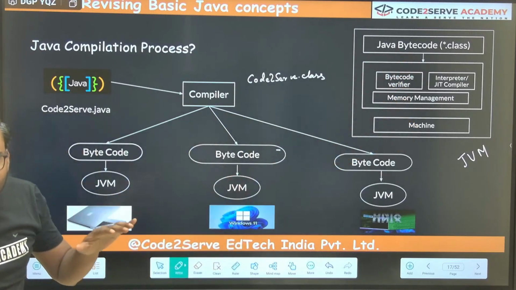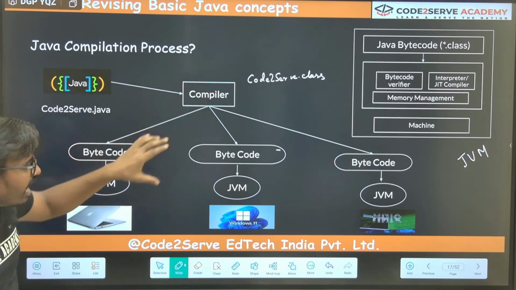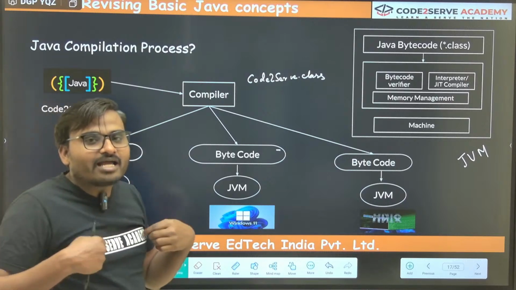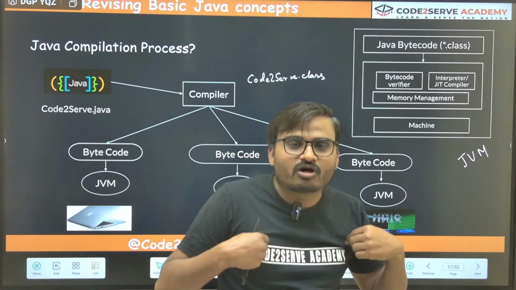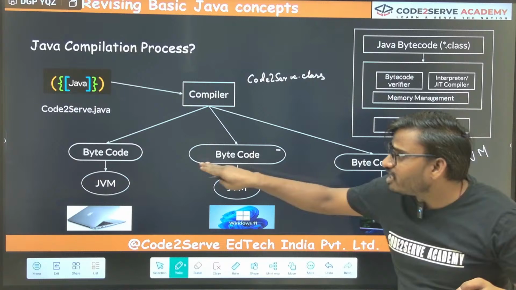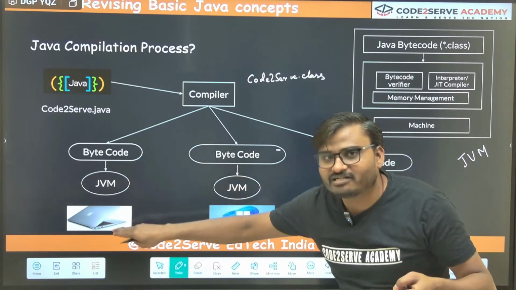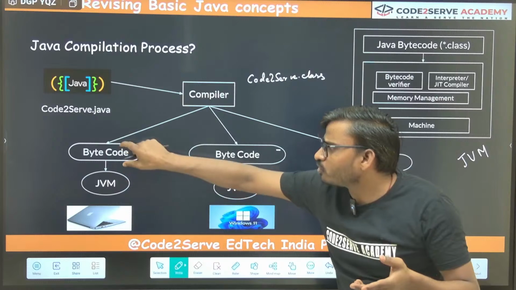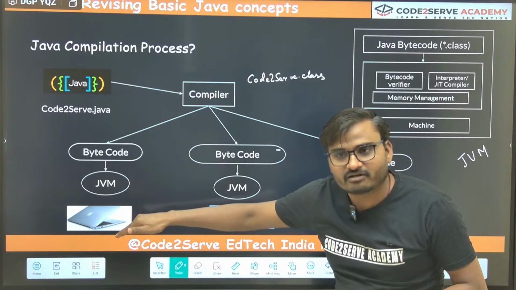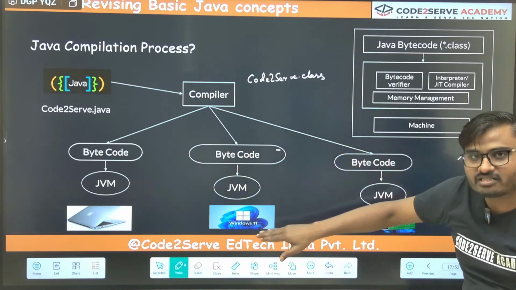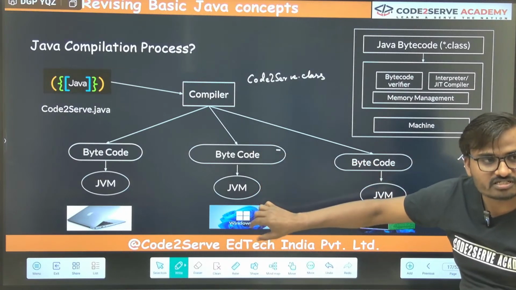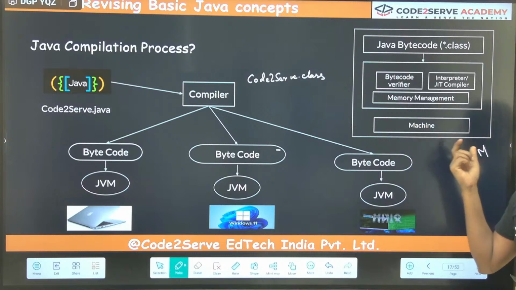So you don't have to take care. You write once, and now the work of the JVM starts. The JVM will know whether I am running on Windows, Mac, or Android, right? That is the responsibility of the JVM. If it knows I am running on Mac, it will convert this bytecode into something Mac will understand. Similarly, if I'm running on Windows, the JVM will convert this bytecode into what Windows understands, right? That is the duty of the JVM.